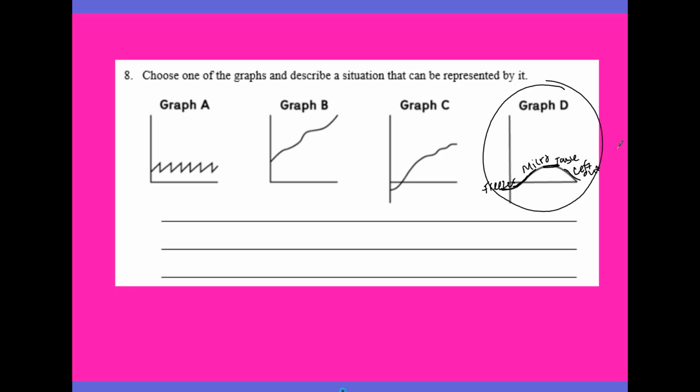Okay, so really there are so many different things that you could come up with. Graph A, you could say that it was the length of the grass on a soccer field. So the grass was cut, so the height is lower, and then the grass grew again, and then it got cut, same length, grew, got cut, grew, got cut. Okay, assuming that they are mowing the grass on a consistent basis and cutting it the same length each time.